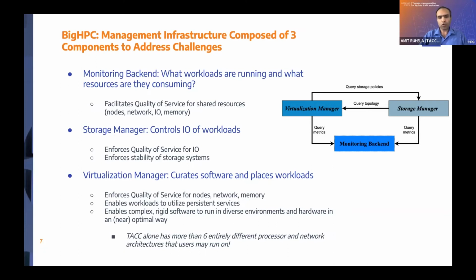TACC alone has more than 6 different processing and networking architectures. And running an application on a variety of architectures is always challenging. So the virtualization manager helps in solving some of these issues, through the concept of containerization.